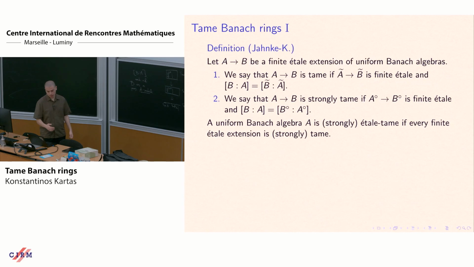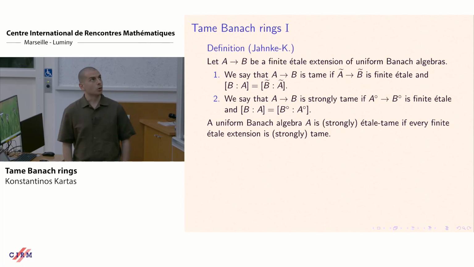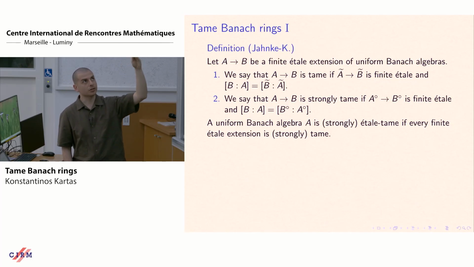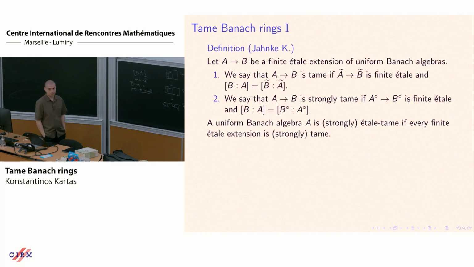Okay. And we say that a uniform Banach algebra is etale tame, or respectively strongly etale tame, if every finite etale extension has this property. So this gives you back the notion of tameness in the case of fields. Actually, if you look at it, it gives you back the notion of separable tameness, but since everything is complete here, it doesn't really matter. So this generalizes the notion of a tame field, at least in the normed, rank 1 case.